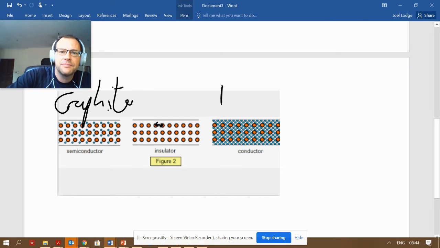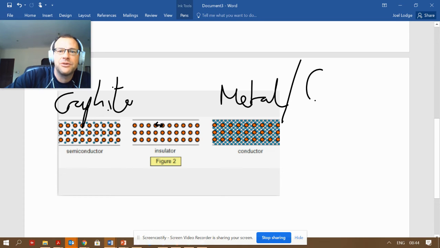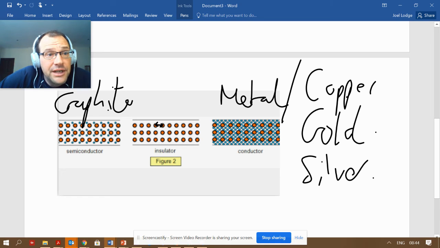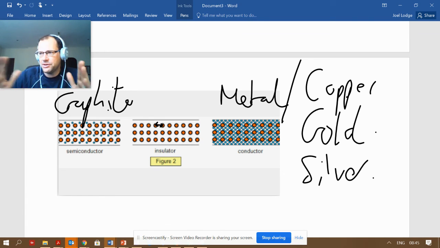But a conductor, usually metals, the best ones, copper, gold, silver, have a lot of free electrons within their structure and are able to conduct that heat and pass the heat on very, very quickly to that particle, so the vibrations are passed on much more quickly because of the free electrons hitting the next one.